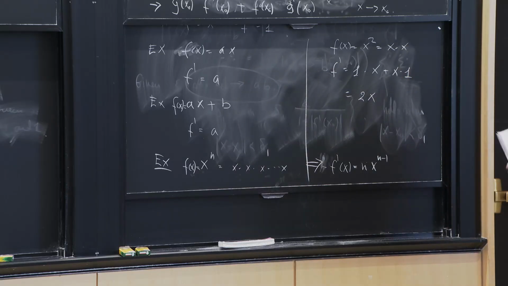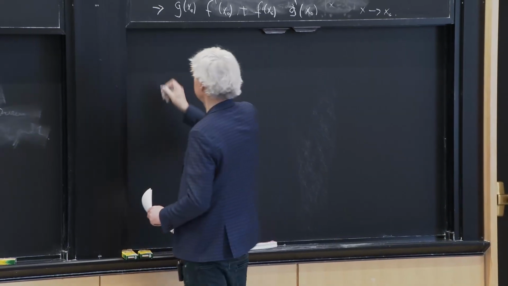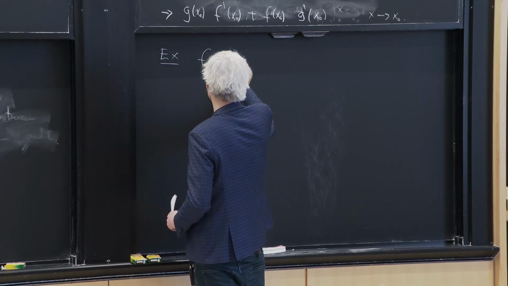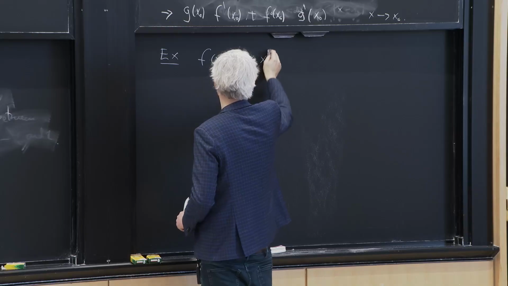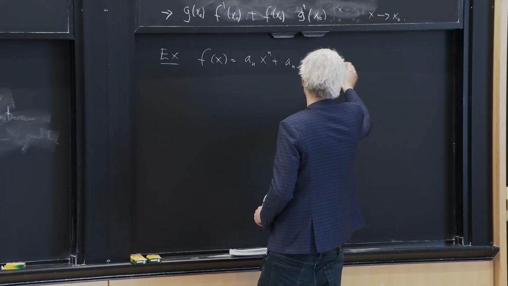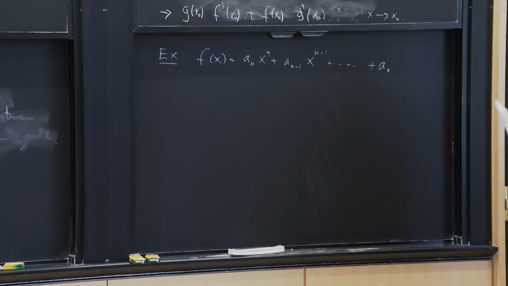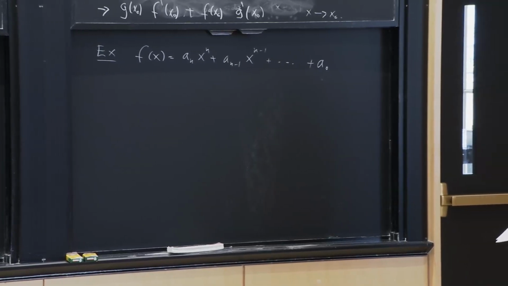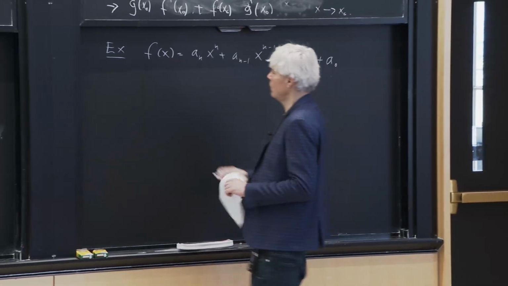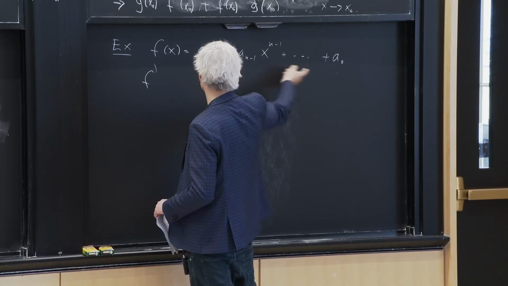So in fact, even more generally, just using the sum and the Leibniz rule, if you take any polynomial, a_n x^n plus a_{n-1} x^{n-1} down to the last thing being a constant. If you take a polynomial like this, just using the Leibniz rule and the sum rule repeatedly, we know that this is differentiable, and the derivative is just the sum of the derivatives of these.